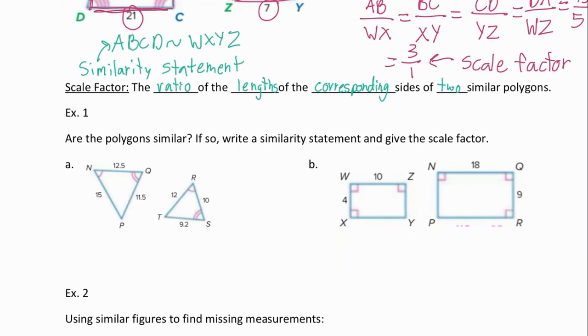So let's work with some examples. We're looking at this first one, and we want to figure out if the polygons are similar or not. If they are similar, we want to write a similarity statement and give the scale factor. So if we're looking at the first one, we first need to decide, okay, are all angles congruent? We're given that angle N is congruent to angle R, so that's good. We're also given that angle Q is congruent to angle S.